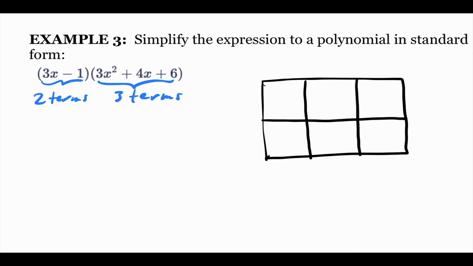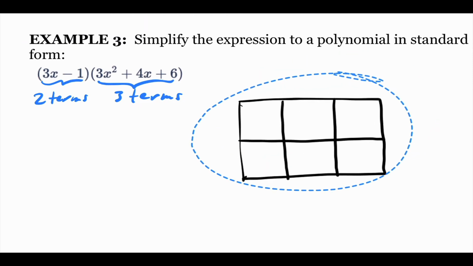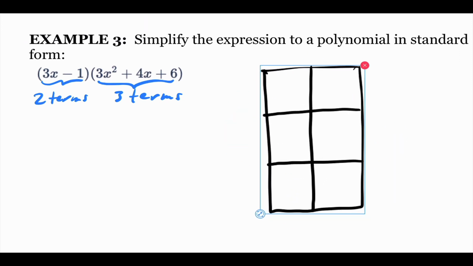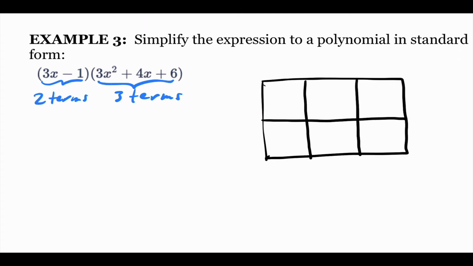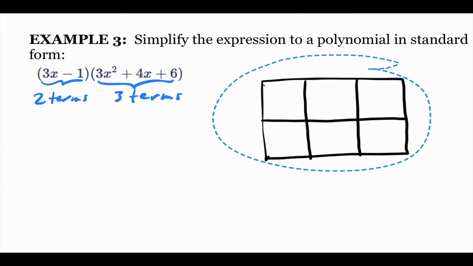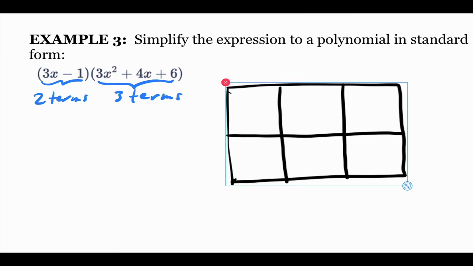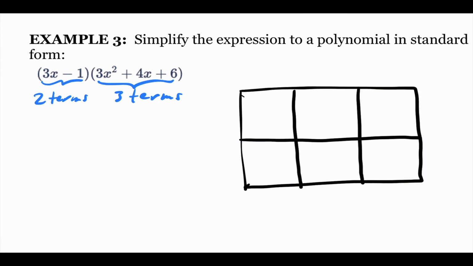That's an acceptable box. Or it can look like that, that's okay too. You can have a box that looks like that too. This one just has 2 columns, 3 rows. Doesn't matter which one. Up to you. Most likely you're going to choose that one. That's fine. Okay. So the one with 2 terms is going to go on the side, 3x minus 1. The one with 3 terms is going to go on the top.